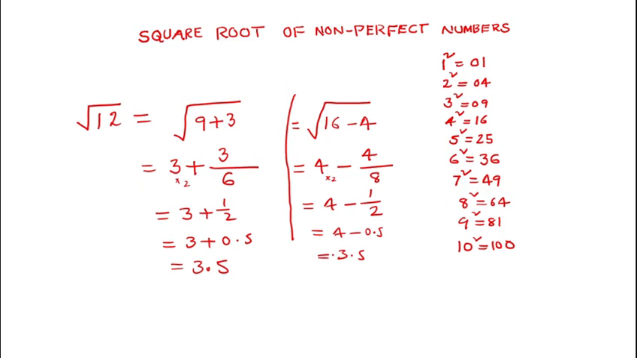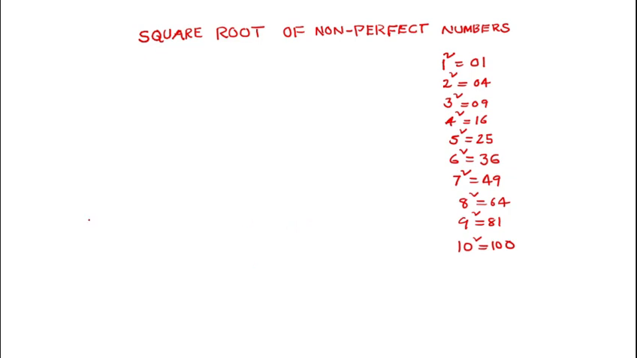Let us see the next question. The next question is the square root of 21. How can we write it? 21 is in between 16 and 25. So I can write this as square root of 16 plus 5, or otherwise you can write it as 25 minus 4.